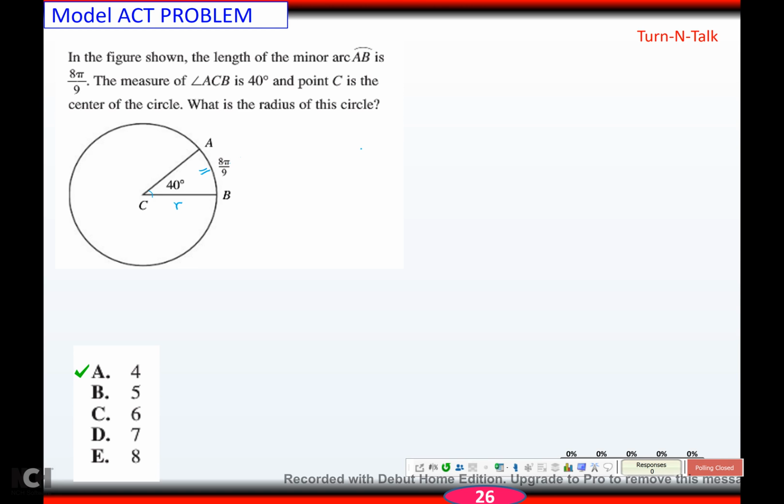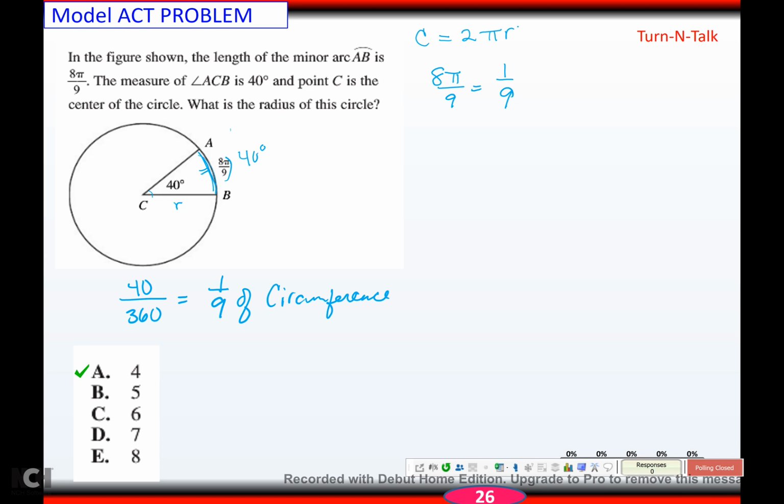Well, that involves circumference. So if I figure out how much of the circumference 40 degrees is, because this arc, again, is in radians, this is in degrees. But if I think of this as 40 degrees and a whole circle has 360 degrees, 40 degrees out of 360 degrees is 1/9 of the circumference. So now what I can say is that 8π/9 is equal to 1/9 of the circumference of a circle. Well, circumference equals 2πr. So that this has to equal 1/9 of the whole circumference.